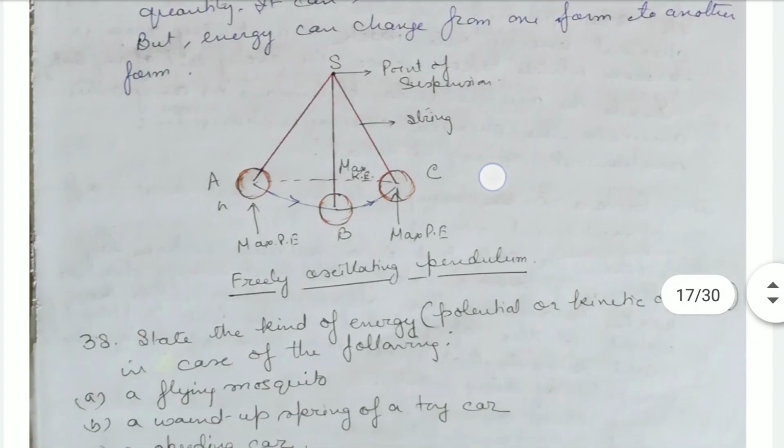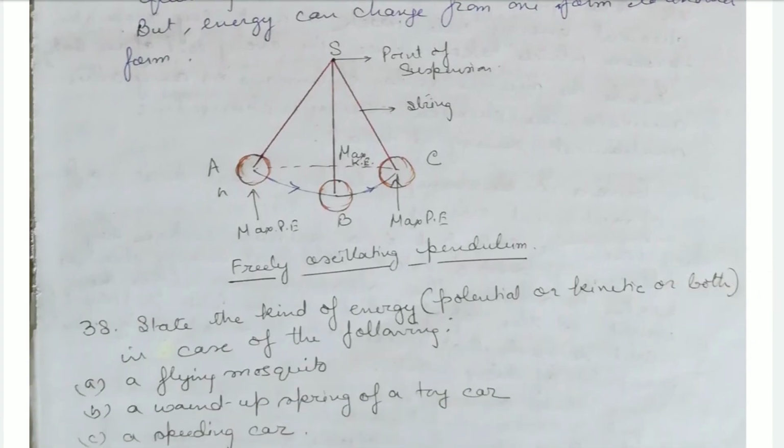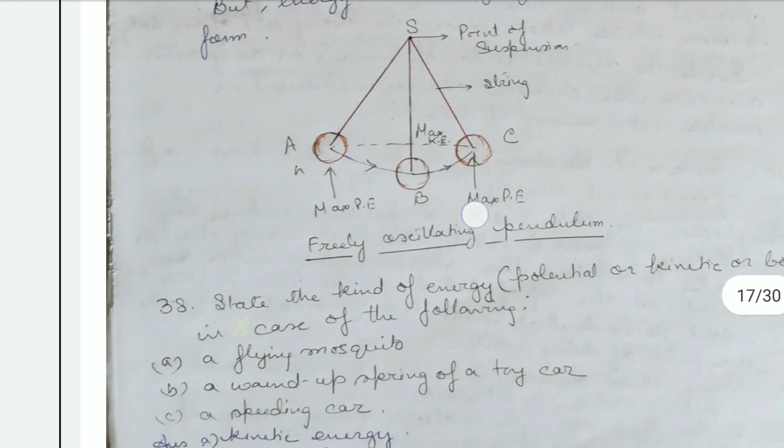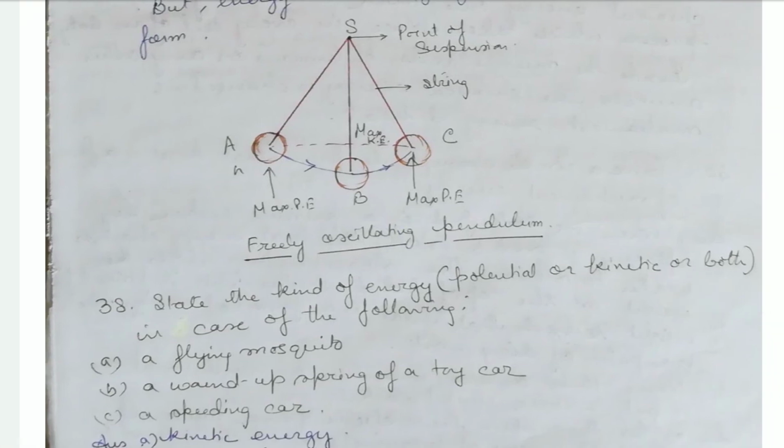See the example of this freely oscillating pendulum. The bob is suspended with a thread. This is the A position with the height. When the bob is released, it comes to B. At A, there is the maximum potential energy. When it comes to B, it changes to maximum kinetic energy. Then with that kinetic energy it moves to C, where it gets maximum potential energy again, and it comes back to B. Like this, it freely oscillates.